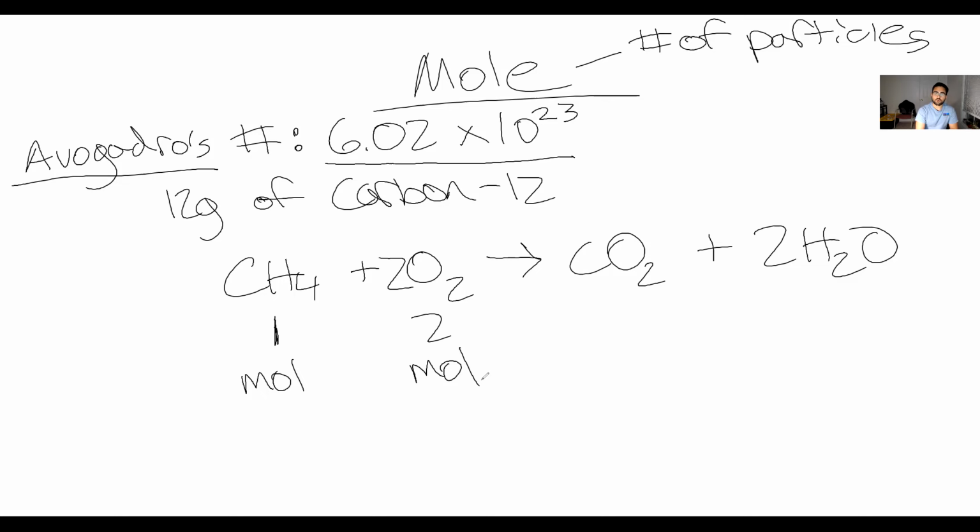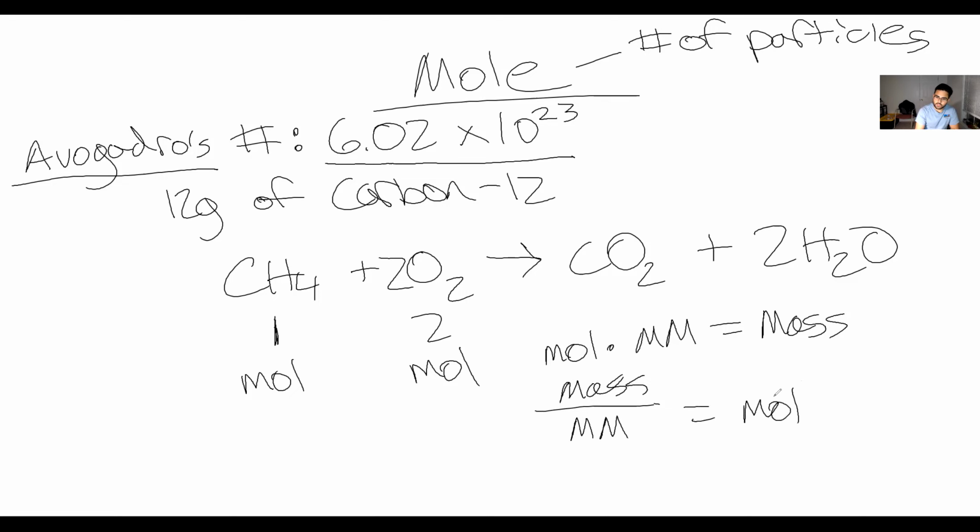And if we want to interconvert between mass and moles, the way that we do that is using the molar mass. And the molar mass is different for every compound or element. So the way that we would do that is moles times molar mass equals mass, okay? And vice versa, mass, in grams usually, divided by molar mass equals moles, okay?